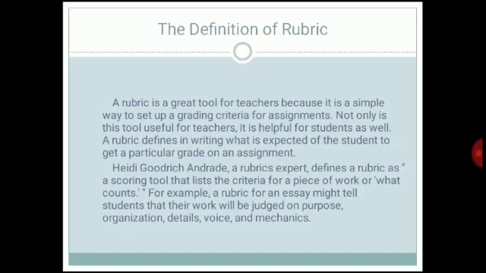First slide, the definition of rubric. A rubric is a great tool for teachers because it is a simple way to set up a grading criteria for assessments. Not only is this tool useful for teachers, it is helpful for students as well. A rubric defines in writing what is expected of the students to get a particular grade on an assessment.